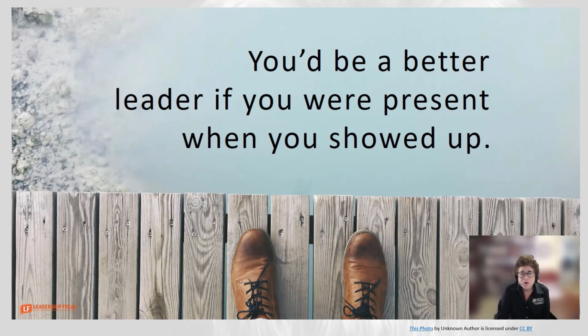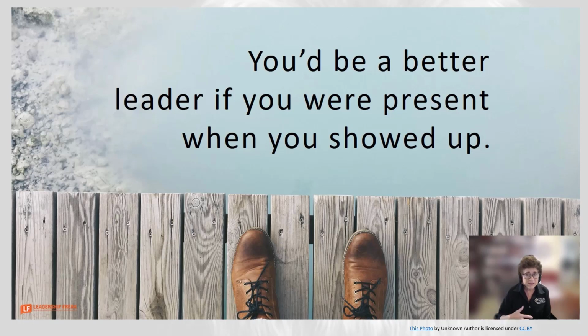I think this quote speaks volumes about the value of being fully present. "You'd be a better leader if you were present when you showed up." How many of us have had that experience with a boss or a supervisor who just didn't hear the ideas you were trying to share, or the problem you were trying to solve, or just didn't sense what you were going through as an employee because they weren't fully present?